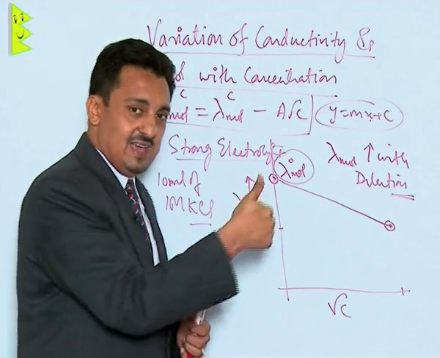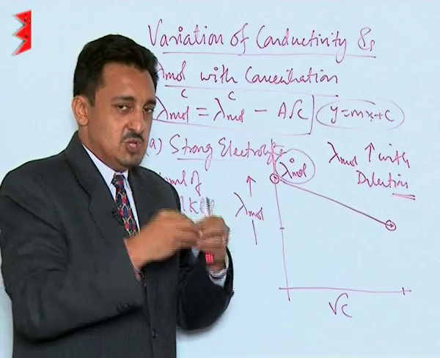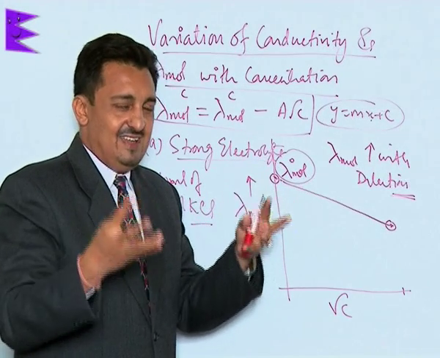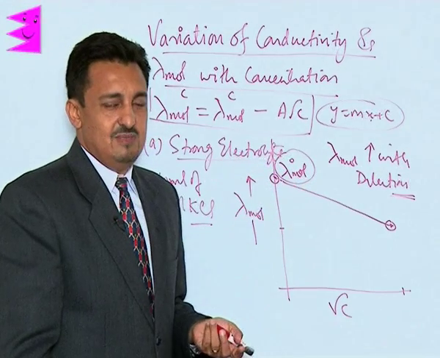Why? I am repeating again, two reasons. Because with dilution, volume is increasing, so interionic distance increases and interionic interactions decrease. That is why lambda increases. So this is the main feature.